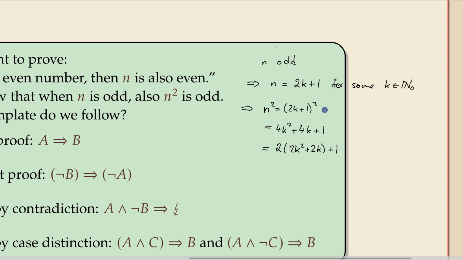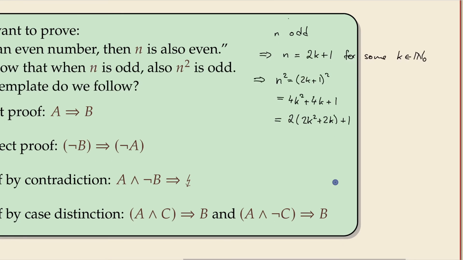And then if we have that knowledge about n, we can have a look at what n squared looks like. That's just a little bit of algebra, arithmetic, depending how you want to phrase it. And we arrive at something where n squared has the same form. So that's some number k prime. The important bit about this is that k prime is 2k squared plus 2k. If k is an integer, then this k prime will also be an integer. We're just doing operations that stay in the integers.